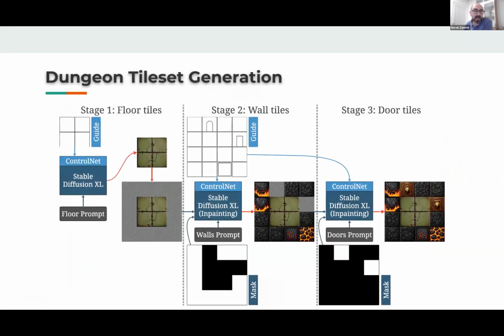This is an example of the dungeon tile set generation. We follow again a multi-stage approach, with first feeding in the prompt with the floor descriptions, together with the guides for the tiles. Then we extend the image with noise to feed the full guide to the ControlNet, but also mask the areas we want to draw walls in. We repeat the process with the door masks finally, and the door descriptions to complete the tile set.